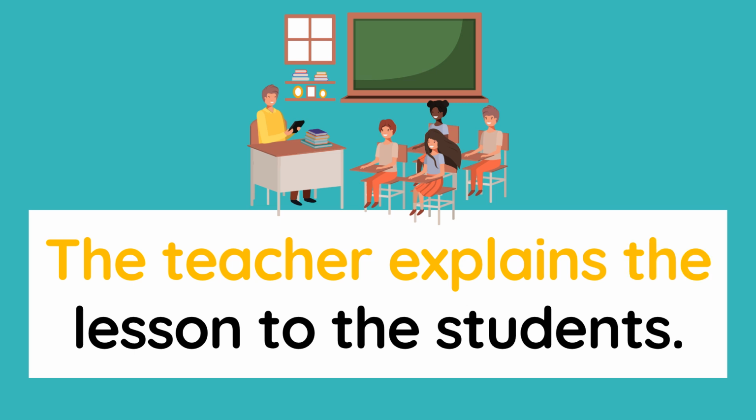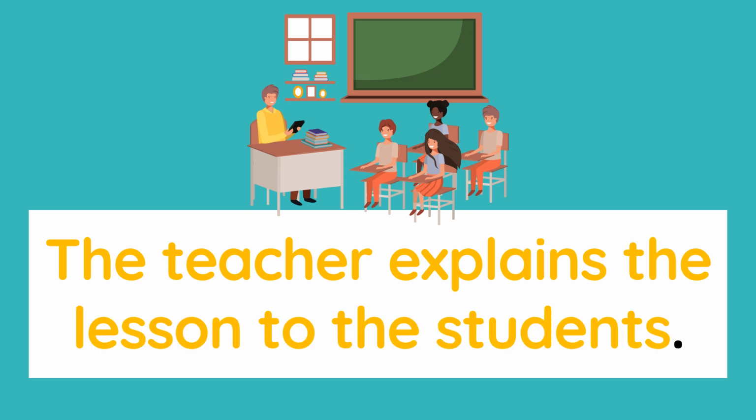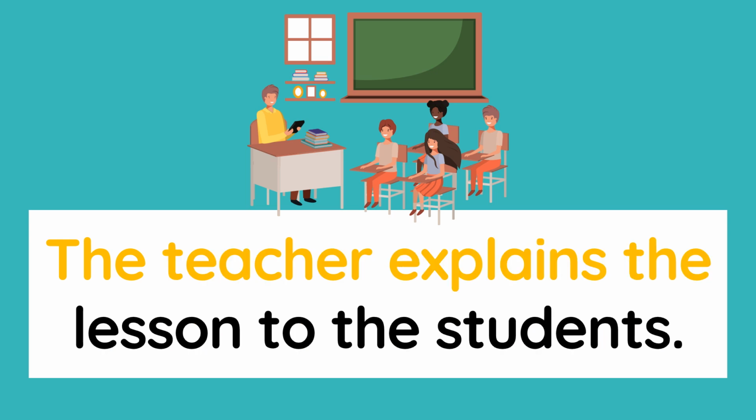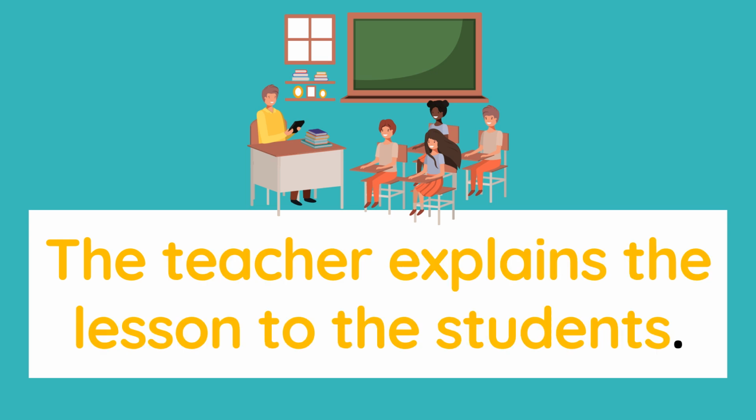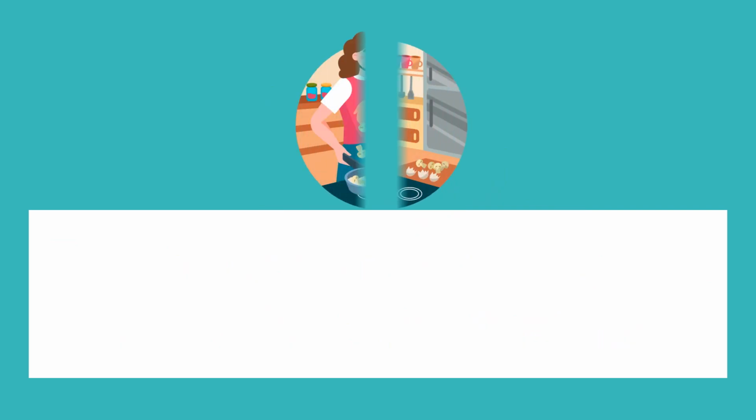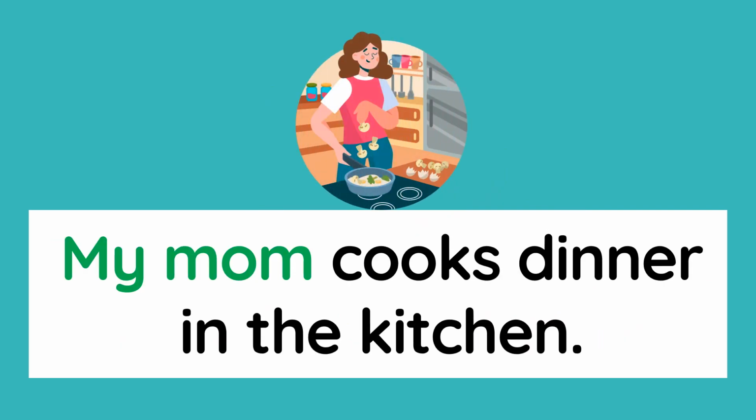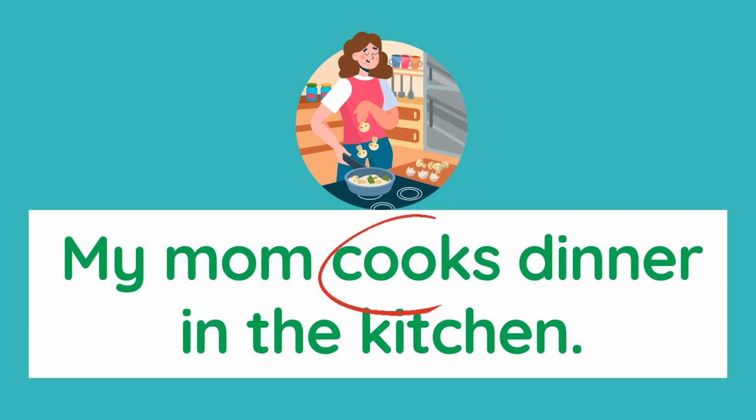The teacher explains the lesson to the students. Let's repeat. The teacher explains the lesson to the students. The action word is explains. My mom cooks dinner in the kitchen. Let's repeat. My mom cooks dinner in the kitchen. The action word is cooks.